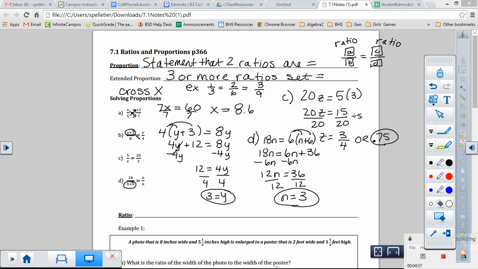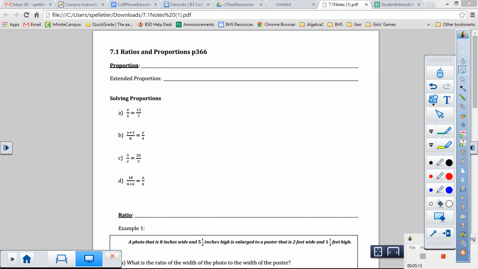Okay, n equals 3. So that's the section on proportions. You're writing two fractions set equal to each other. That's what all of these look like, two fractions set equal to each other, and then you cross multiply to solve. All right, let's move on and talk about ratios.